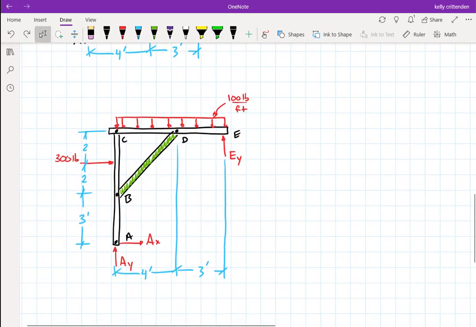So now I've got this free body diagram. I could put in x-axis and y-axis just to have them for sure. And then maybe do summation of moments about A.